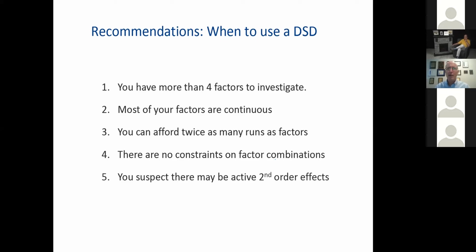So when would I recommend using a DSD? I would not recommend using them if you have 4 or fewer factors to investigate. Then you should maybe just start with an RSM. You should use a DSD if most of your factors are continuous. If most of your factors are categorical, then you can probably do a better job with another approach. You need to be able to afford twice as many runs as factors. You need to be able to run all the factor combinations that the definitive screening design requires. If the shape of the design region looks like this instead of like this, then you have constraints on your factor combinations, and the DSD will not work for you.